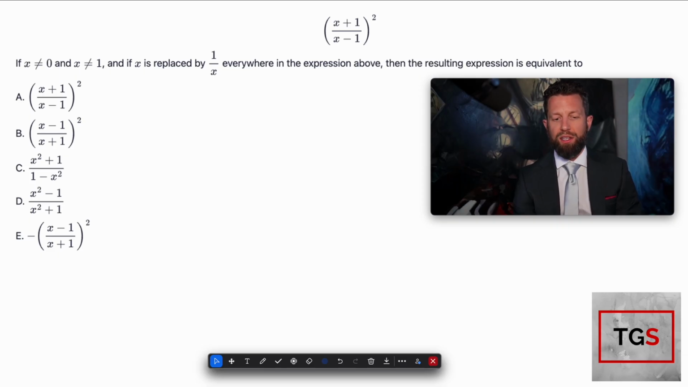Option D is another fraction. We've got just the variable x squared on top minus 1. And then in the denominator, we've got x squared plus 1. Then option E is the fraction x minus 1 in the numerator divided by x plus 1 in the denominator. That whole thing squared and then multiplied by -1.